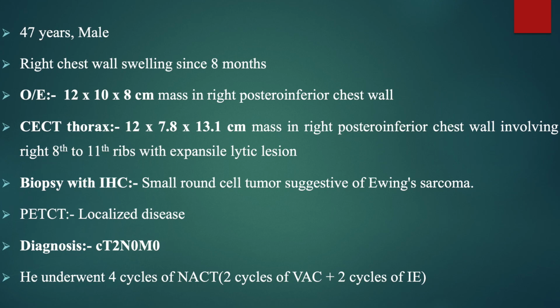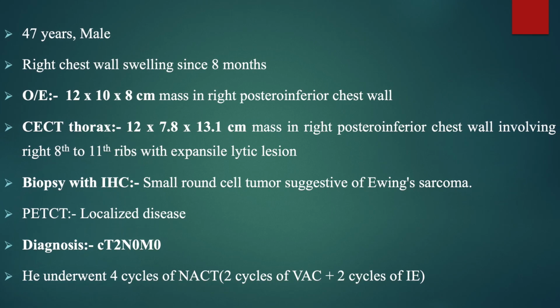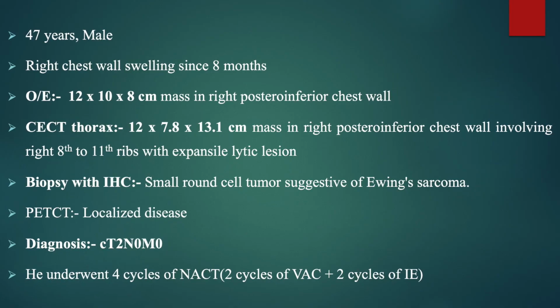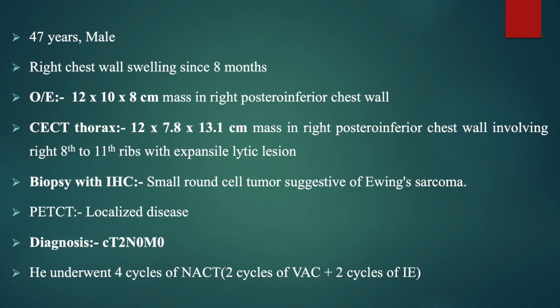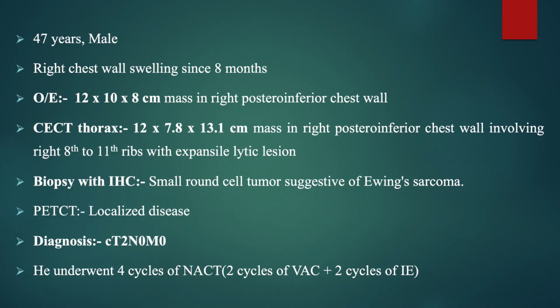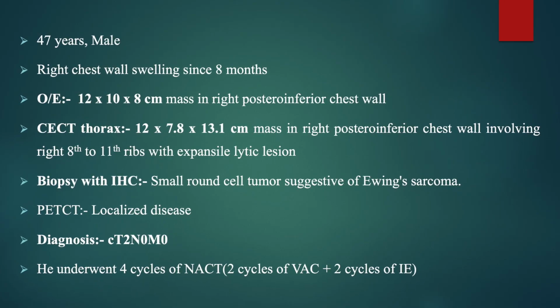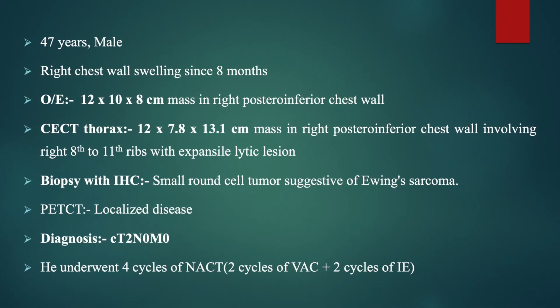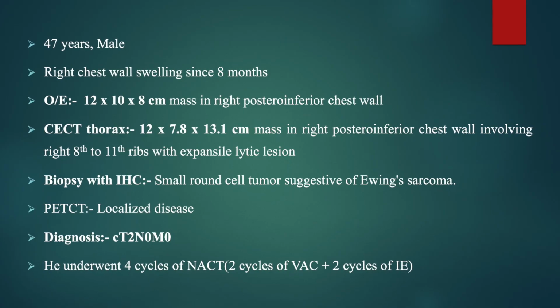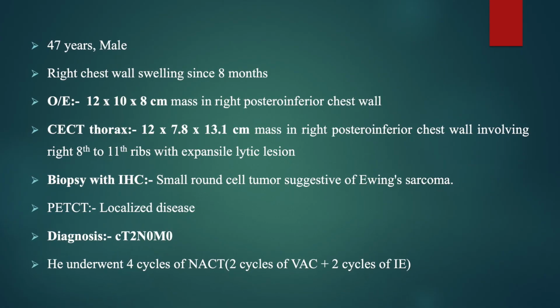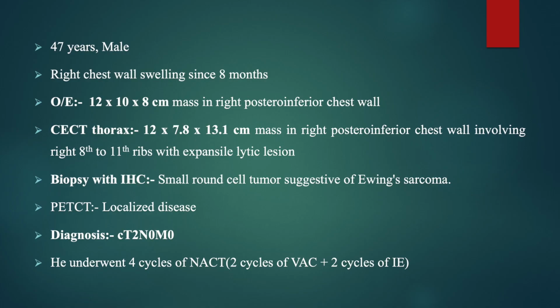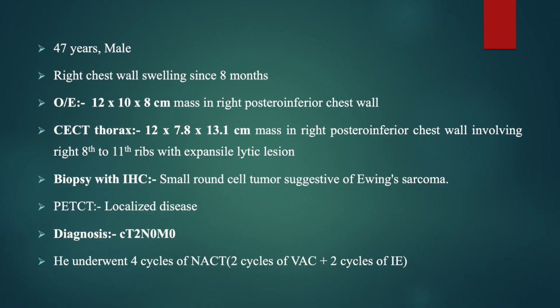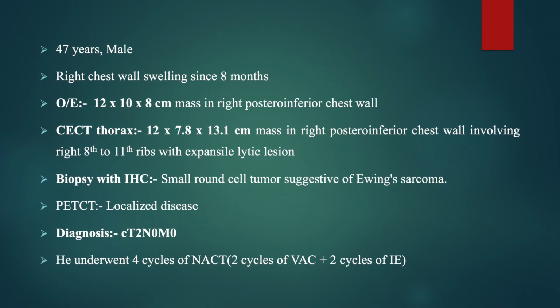Today we will be describing a case of Ewing sarcoma of the chest wall. Our patient is a 47-year-old gentleman who came to us with a right chest swelling for the last 8 months. CT thorax showed an expansile lytic lesion in the postero-inferior chest wall involving the 8th to 11th ribs. Biopsy was suggestive of Ewing sarcoma and a PET scan was done that showed no distant metastasis.